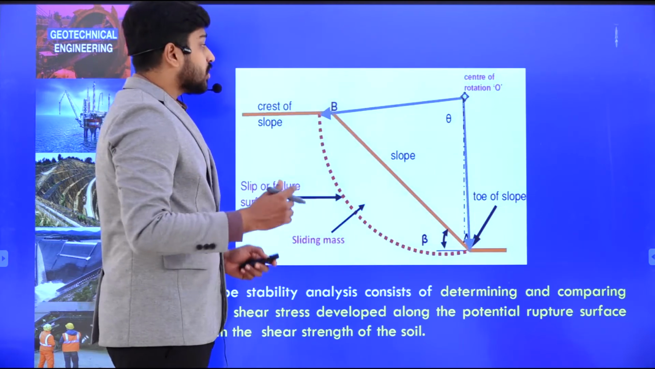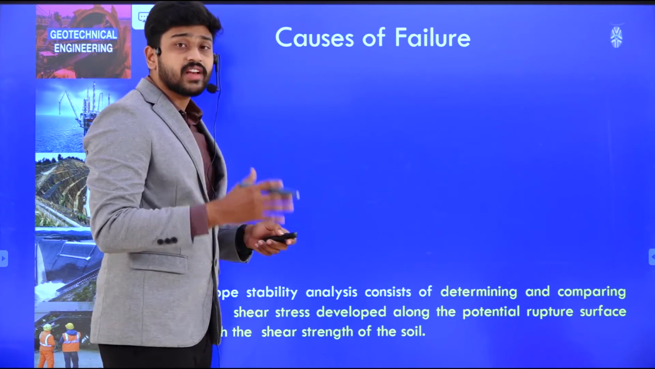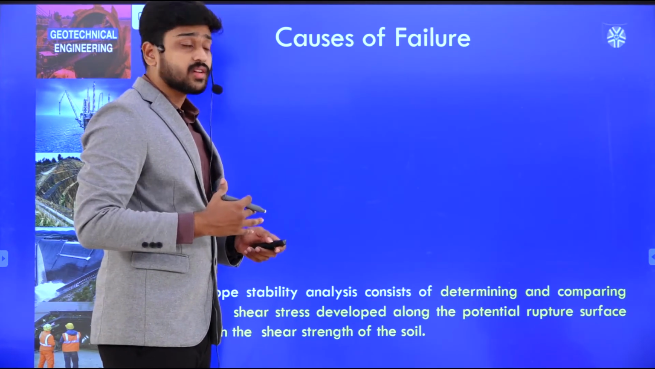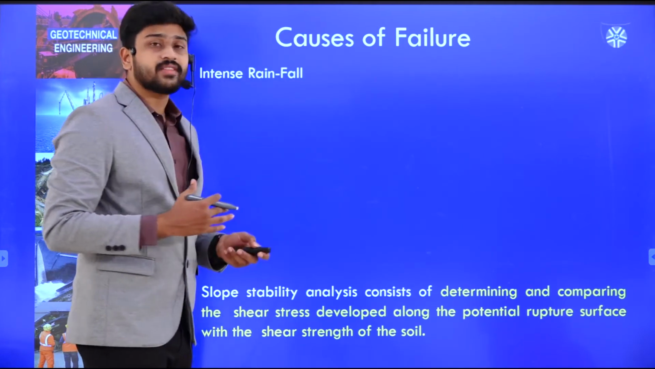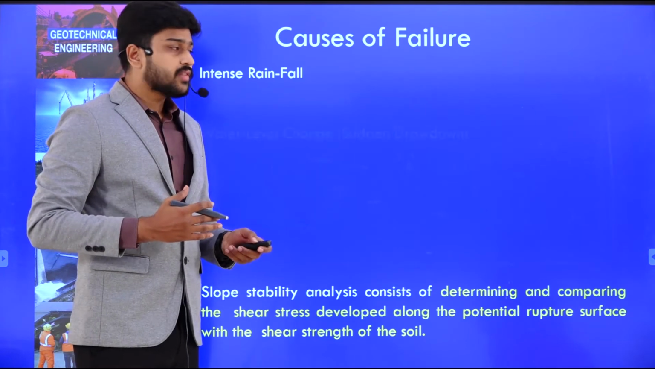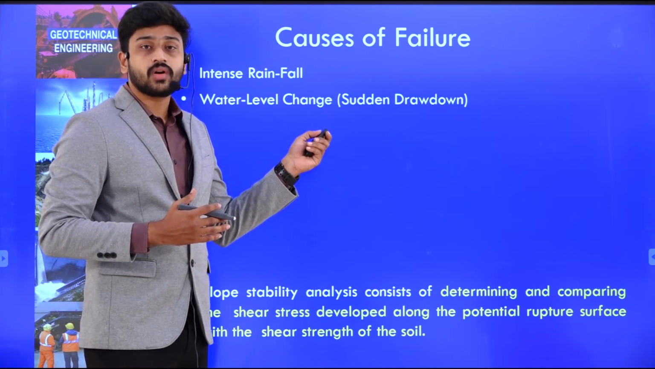Now let us look at the causes of this particular failure. What are the causes of this failure? The first one is intensive rainfall. Intensive rainfall may be one cause. The other cause is the water level change, that means the sudden drawdown.